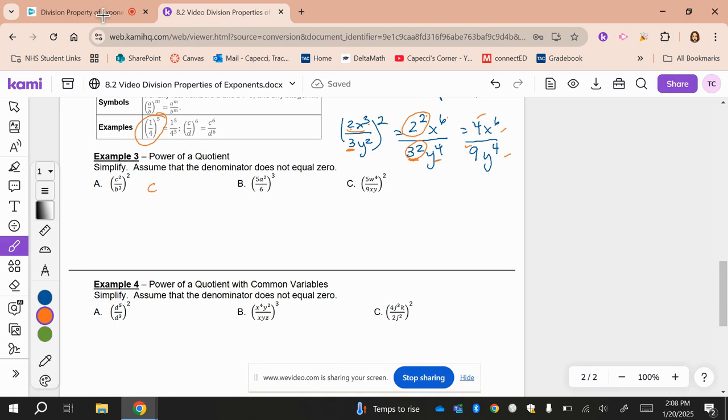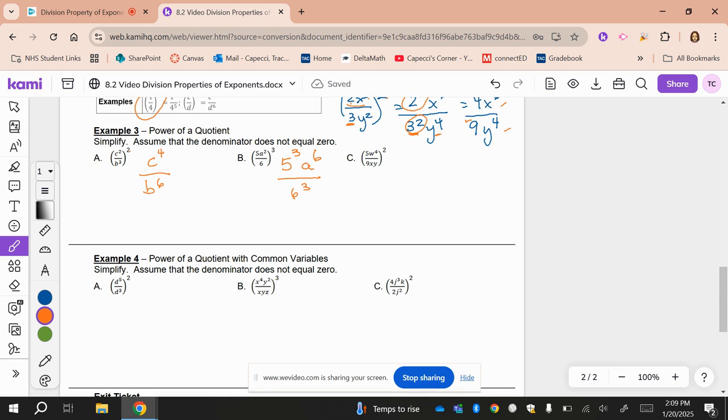So here I have c, 2 times 2 gives me 4, and b, 3 times 2 gives me 6. I can't simplify that, so that's my final answer. Looking at the next one, I have 5 to the third power, and then I have a to the 2 times 3 gives me 6, all over 6 to the third. Now my a to the 6 is fine. I just need to clean up my numbers. So 5 to the third is 125, and a to the 6 is my numerator. 6 to the third is 216, so that's my final answer right there.